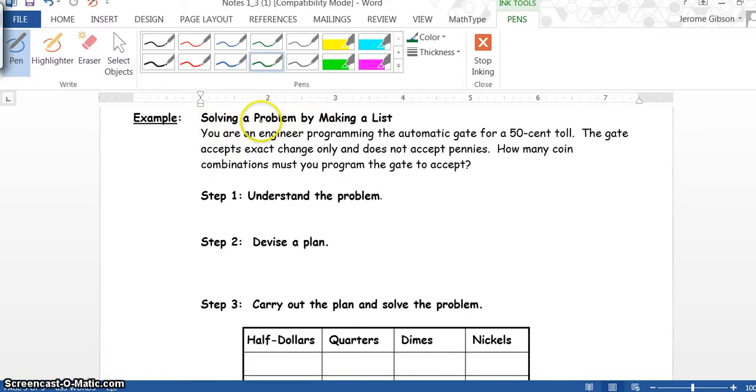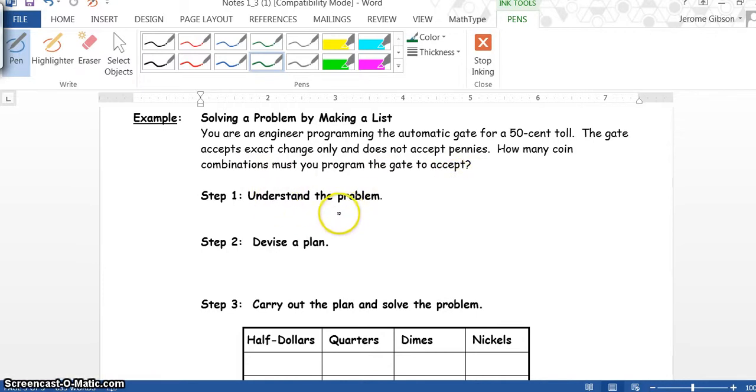Now we come to our next example. It says solving a problem by making a list. You are an engineer programming the automatic gate for a 50-cent toll. The gate accepts exact change only and does not accept pennies. How many coin combinations must you program the gate to accept? Now, step 1, understand the problem.